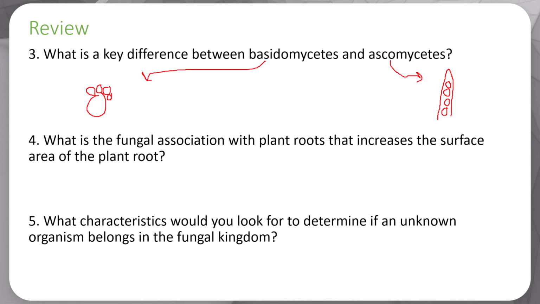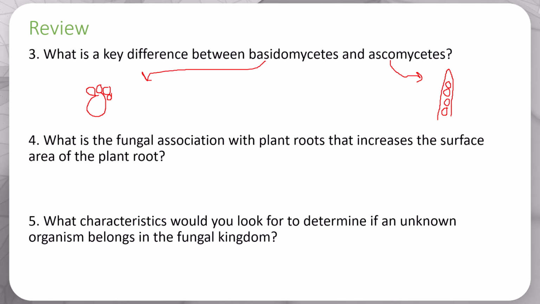And then characteristics that you would look for to determine if something is in the fungal kingdom or not. So what kind of cells do they have? Prokaryotic or eukaryotic? Eukaryotic cells. They've got cell walls. Those cell walls are made of chitin. They could be single-celled or multicellular, so that doesn't help us too much. They do asexual or sexual reproduction, so that doesn't help us very much.